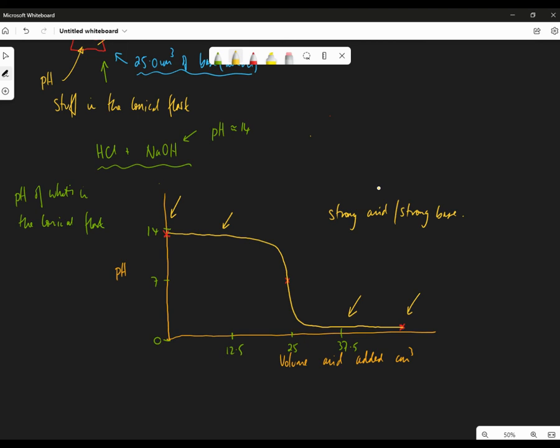Now titration curves look a bit freaky because pH is a logarithmic function. So that's why they look like this. If you did concentration without doing the pH, it would be a straight line, believe it or not. But logs do this weird thing.